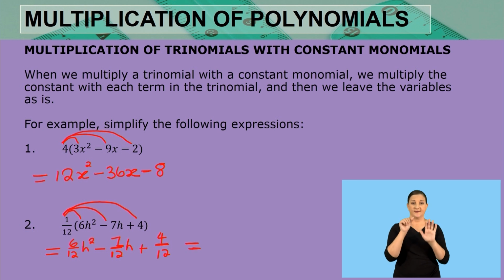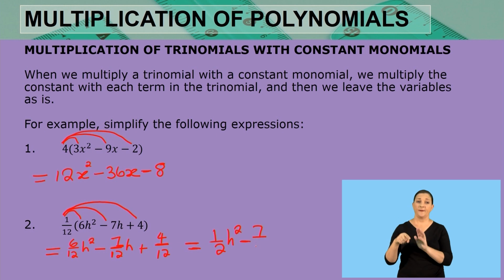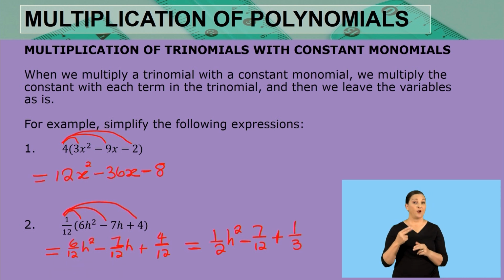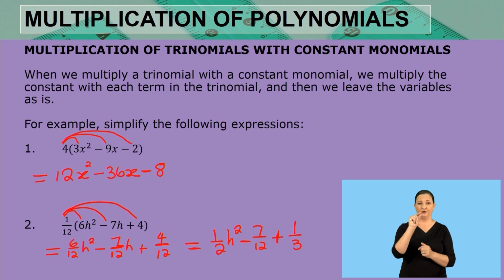So when we simplify 6/12, that is actually equal to 1/2, and we still have the h squared. We minus 7/12, that can't be simplified any further. And then we add, when we look at 4/12, we need to simplify that. Remember, the highest common factor there is 4, and that one simplified will be 1/3. So the final answer there is 1/2 h squared minus 7/12, I actually forgot the h there, plus 1/3.